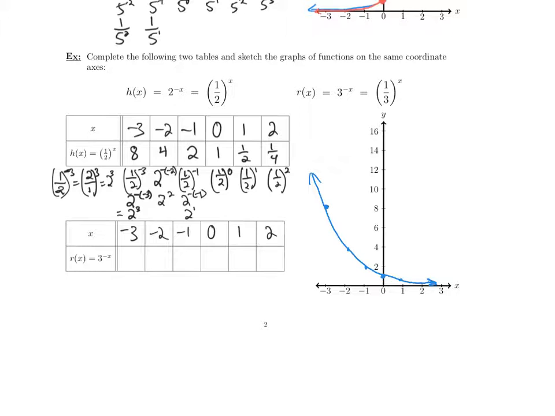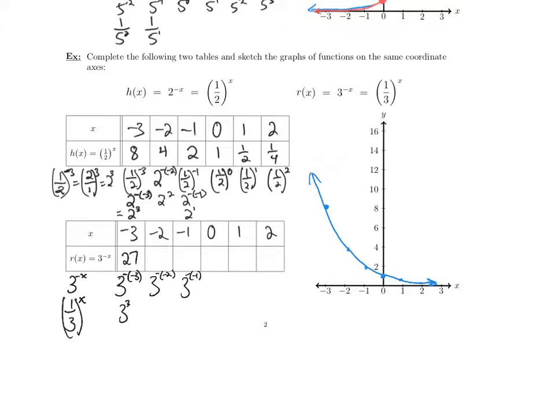And if we now switch to r of x, it's going to be really the same kind of thing. We can either use 3 to the negative x, or we can use 1/3 to the x. And we get to sort of choose based on what's going to be easier to work with. On the first one, certainly it's easier to work with the 3 to the power, but you can do it either way. And so this becomes 3 to the 3rd, which is 27.